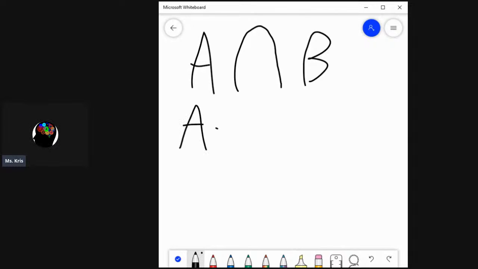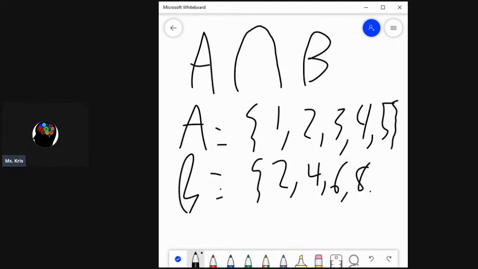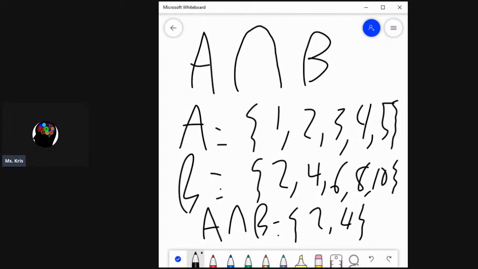So say for instance, A equals 1, 2, 3, 4, 5, and B equals 2, 4, 6, 8, 10. The numbers that they have in common are 2 and 4. So the intersection of A and B is 2 and 4, the numbers they have in common in each set. They both have 2, they both have 4. Therefore, the intersection is 2 and 4.